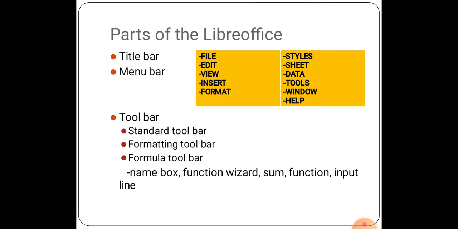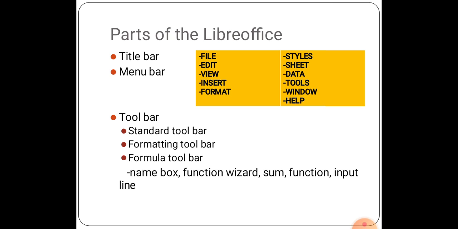Then Styles include the styles that we are applying to the characters. Sheet includes inserting and deleting sheets, and renaming a sheet. All those things can be done under the Sheet tab. The next one is the Data tab. The Data tab includes the formulas, etc. Tools includes some tools that are mainly used for formatting your content. Window will help you to switch over to the next page or cells.